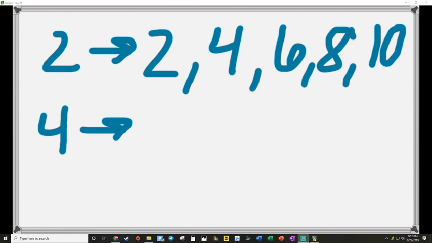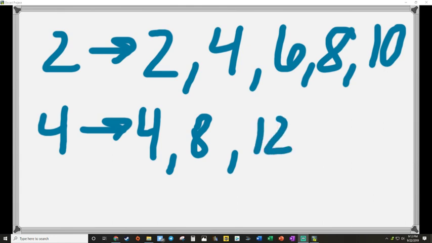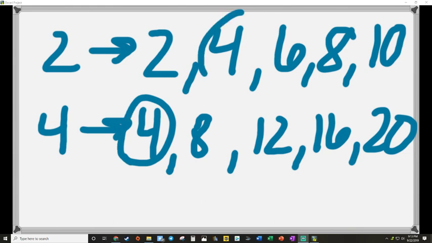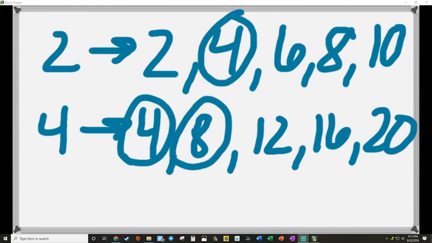Let's look at the 4's real quick. So 4 times 1 is 4. 4 times 2 is 8. 4 times 3 is 12. 4 times 4 is 16. 4 times 5 is 20. So let's take a look at our 2 lists real quick. Between 2 and 4, the numbers that come up for both are 4 and 8. Now we want to choose the smallest number to use, which in this case is 4. So let's go back.